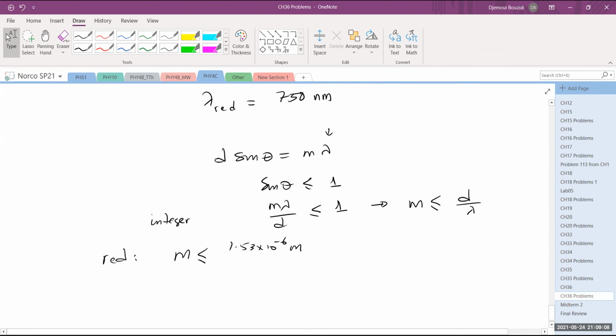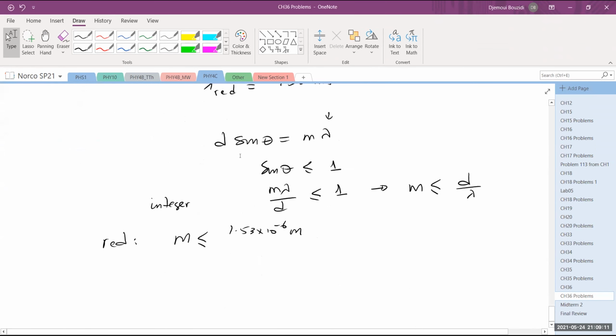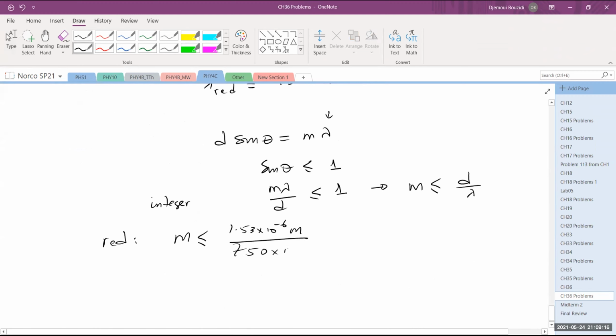So that's 1.53 times 10 to the negative 6 divided by the wavelength for the red, 750 nanometers, which is 750 times 10 to the negative 9 meters. If I put this in a calculator, 10 to the negative 6 and 10 to the negative 9, I will be down to 10 to the negative 3. So this number is 1.53 times 1,000 divided by 750, or 1,530 divided by 750. m is an integer that must be less than this number.